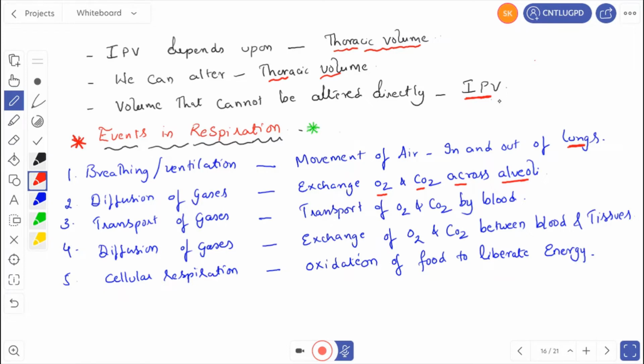Transport of gases: transport of oxygen and carbon dioxide by blood. Diffusion of gases again: exchange of oxygen and carbon dioxide between blood and tissues, and cellular respiration. Oxidation of food to liberate energy is called cellular respiration. All these events occur step by step. First breathing occurs, after that diffusion, after that transport, after that again diffusion, after that cellular respiration. So you have to remember the sequence of these events, right?